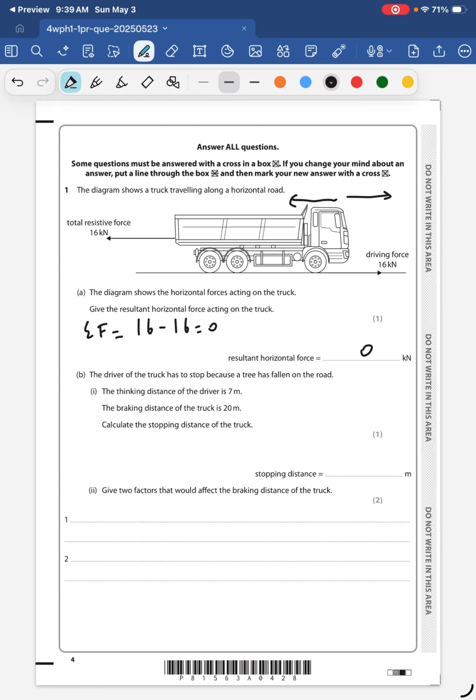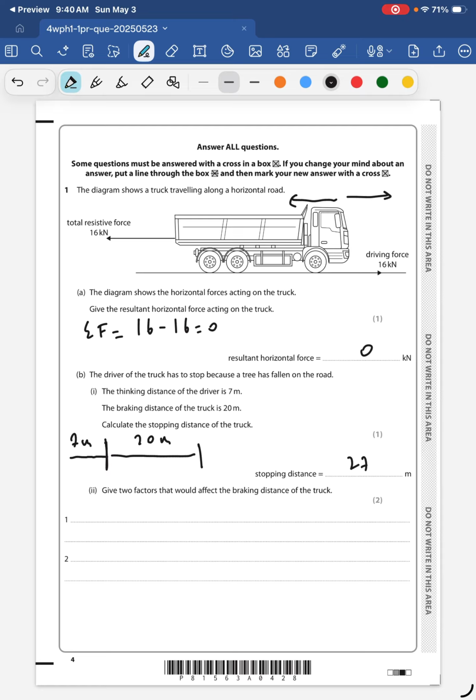Question B: the driver of the truck has to stop because a tree has fallen on the road. The thinking distance of the driver is 7 meters. The braking distance of the truck is 20 meters. Calculate the stopping distance of the truck. You just sum them up. Here is the branch, so it takes the driver some time to think, so this is the thinking distance. Then another 20 meters, so 7 meters to think and 20 meters to stop, so 27 meters is the answer. Easy peasy.